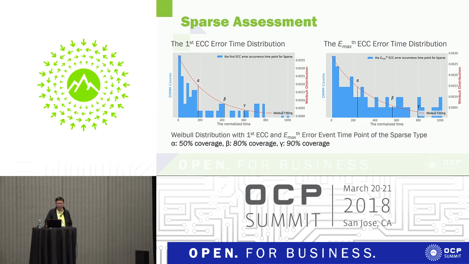And that is the sparse assessment, in comparison to spike. The distribution moves later by around 100 time units. That means you need more time to identify the defective DRAM module if the module is the sparse type. I'll give you a table later to compare them.